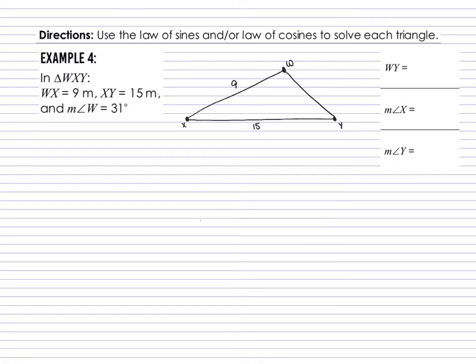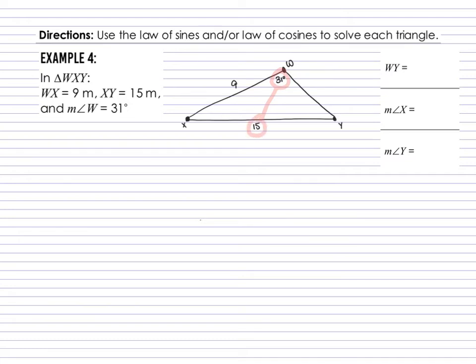So again, this could be drawn completely wrong. It could be that WY is my longest side. I'm just giving it my best guess. As long as your labeling is right, don't worry too much about the scale. I also know that angle W is 31 degrees. First thing I want to look at is, do I have an angle across from a side? And in this case, the answer is yes, which is awesome.